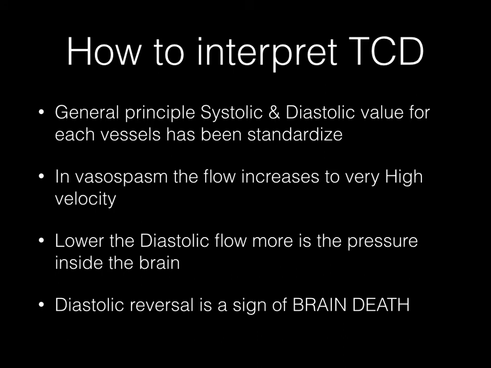The general principle remains: the systolic and diastolic value for each vessel, middle cerebral artery, anterior cerebral artery, ophthalmic artery, posterior, has some average value. And in vasospasm, flow increases to a very high velocity. So that's how you get to know that your patient is getting vasospasm from subarachnoid hemorrhage, or any stroke, or stroke opening up after lytics. So basically, there will be velocity changes. Okay, the lower the diastolic flow, the more is the pressure inside the brain.